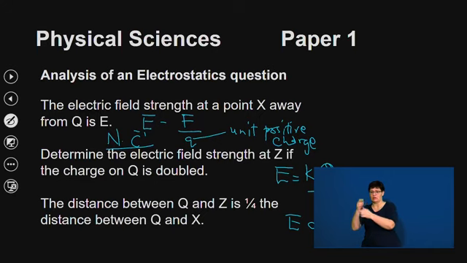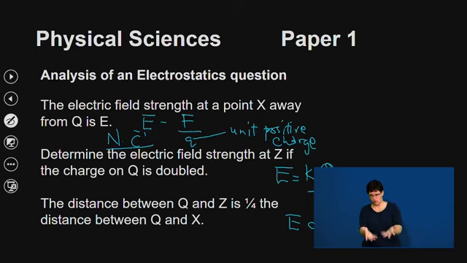So if we double the charge that creates the field, E will also be doubled. If we double the distance, remember, it's about the square of the distance, so it will be 4 times as big. If we halve the distance, it will be 4 times as big. So we use more or less a similar approach, right?